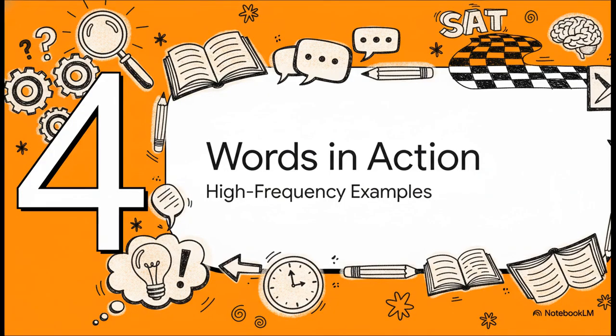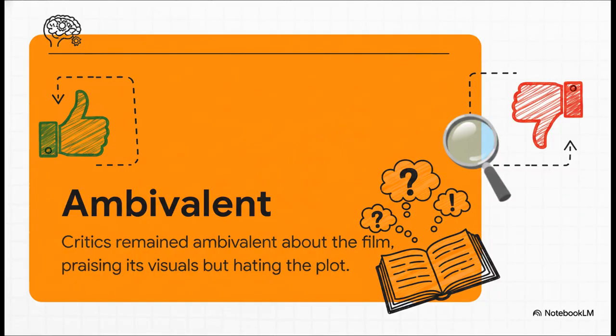Okay, that's enough theory. Let's put these new detective skills into action. We'll do a few quick examples using words that pop up all the time on the digital SAT. I'll read the sentence, you take a second to think of a word for the blank, and then we'll look at the answer. Ready? Okay, so they praised one part, but they hated another. That sounds like they had some mixed feelings, right? And the word is ambivalent, which means having mixed or conflicting feelings. See how that little contrast word but pointed us right there?